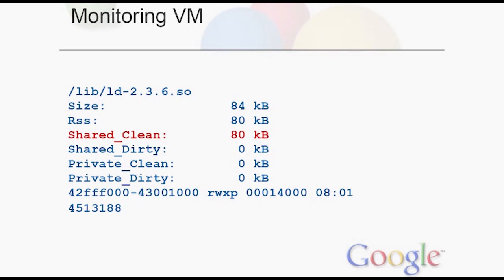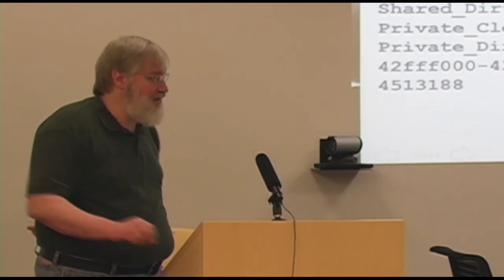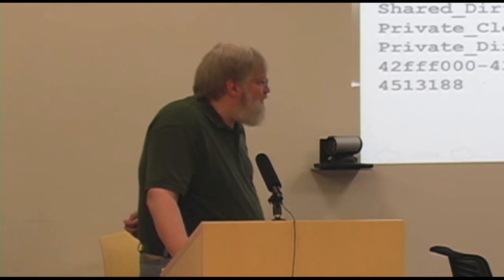Here's an example of a shared object. In this case, it's actually 84K. It's pages in size, but not all of them are resident. Actually, only 80K of those are resident, so there's one that's still just part of the file that's out on disk. It's never been paged in, and it's all clean.